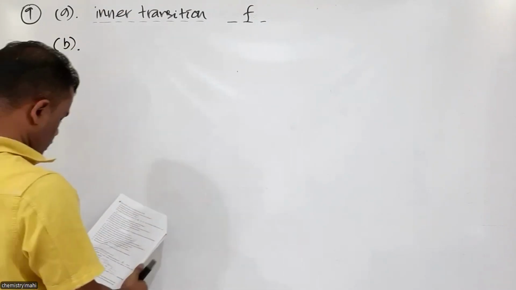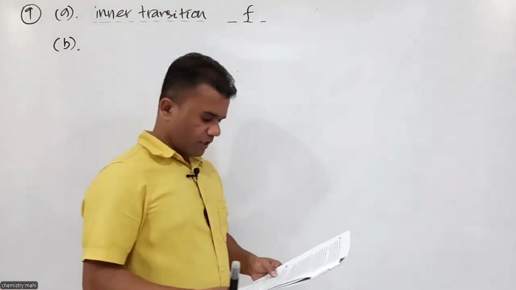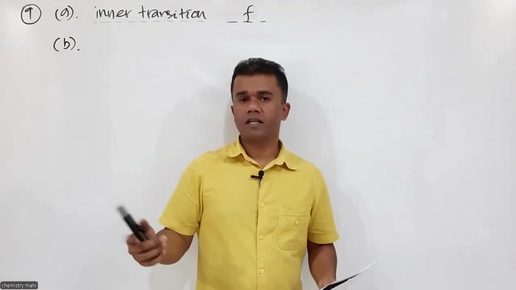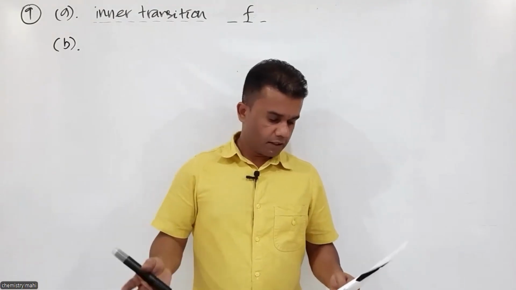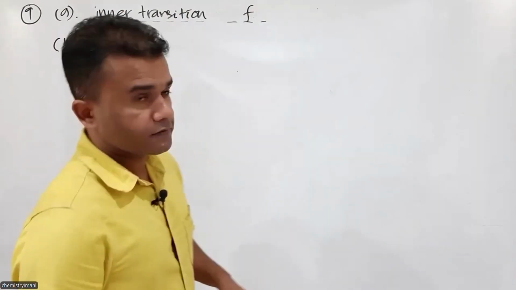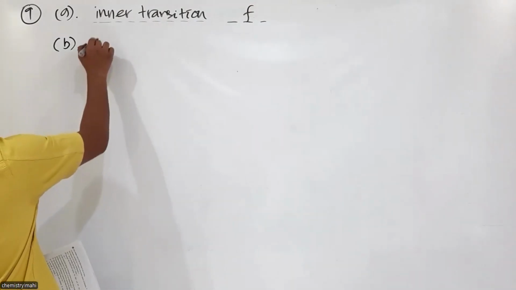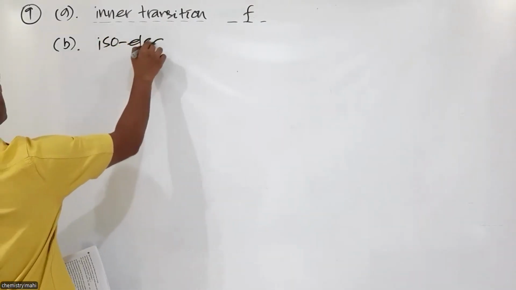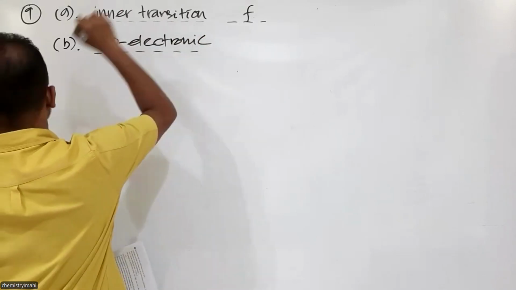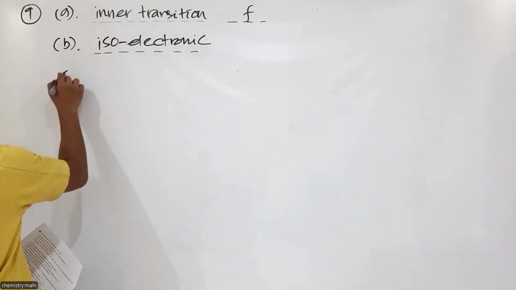Part B, they ask: sodium plus, neon and magnesium 2 plus contain the same number of electrons. Is that so? Sodium atomic number 11 minus 1 means 10 electrons, neon 10. Yes, they have. Such species are known as isoelectronic species.